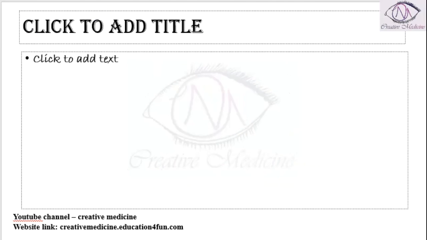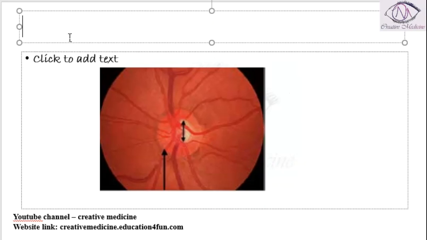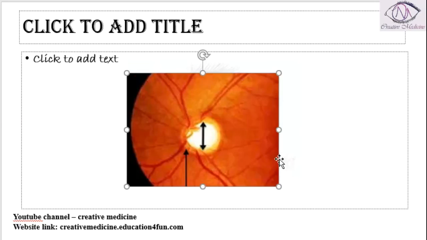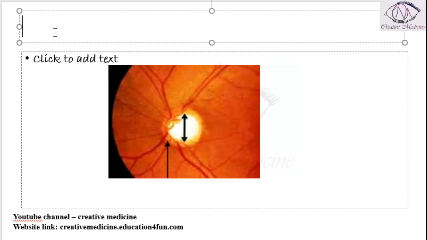So if you see some pictures, this is the normal optic nerve head, where the cup is smaller and the disc is bigger. Then we have this. What is this? This is actually glaucomatous cupping. See, now this cup is increased and the disc is normal. So this cup disc ratio is increased in glaucomatous cupping. So this is the picture of glaucomatous cupping.